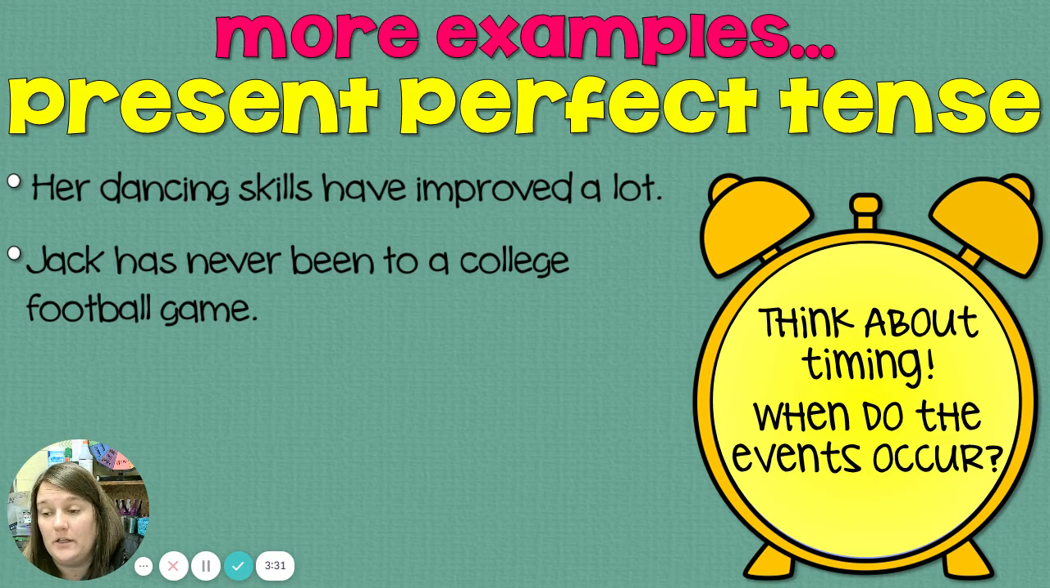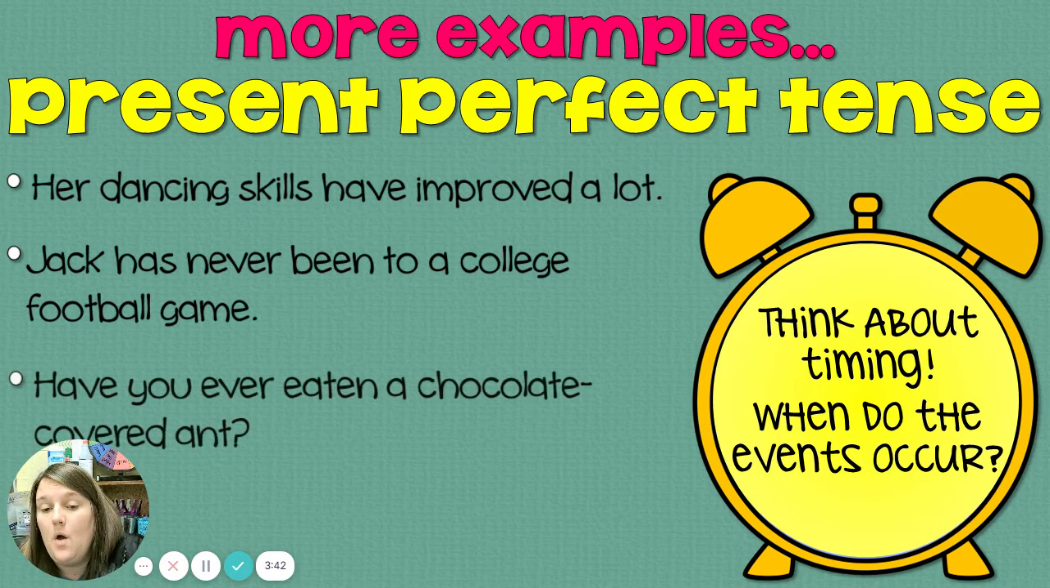Jack has never been to a college football game. Again, we're not saying that it happened before. We're not saying it's going to happen later. Has tells us it's happening now. He has never been to a football game. Okay? So, have you ever eaten a chocolate-covered ant? Ew, I hope not. But are we giving you a time? No, so it's present tense, okay?